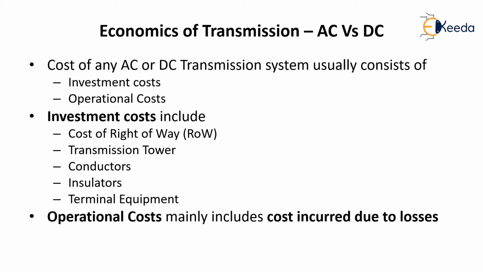The cost of right of way refers to the cost of the land required for a particular application. For example, if we are planning an HVDC station, we need a particular area of land. We need to acquire that land, and we need to build some constructions, building materials. Everything comes under the cost of right of way. The remaining things are easily understandable: transmission tower, conductors, insulators, terminal equipment. And operational costs mainly include the cost incurred due to the losses.